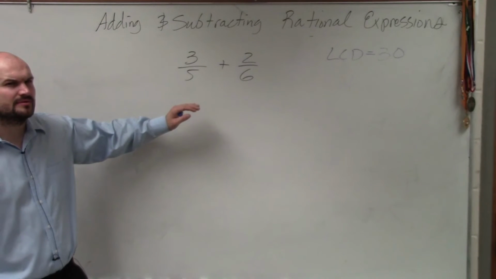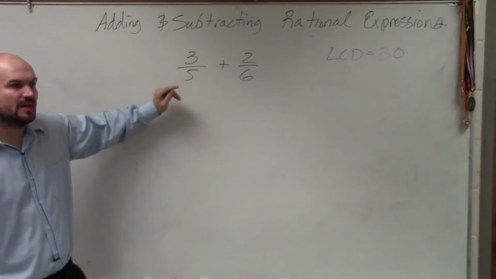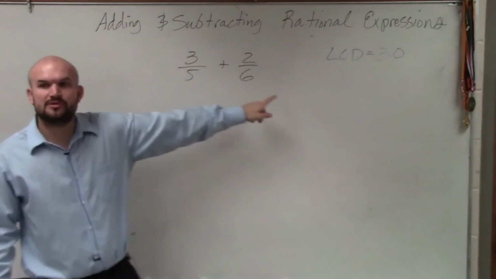Brandon, what are you doing? Okay. What we want to do is multiply our denominators so they're both going to be 30.